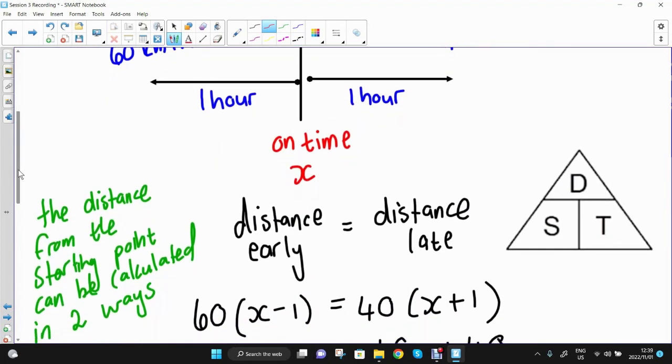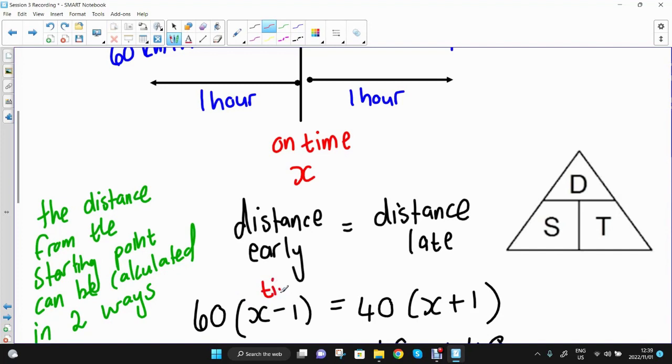And remember, I'm using the magic little triangle here. So to get distance, you take your speed and you times it by your time. I made my time to be on time X. But if I travel at 60 kilometers per hour, I'm going to be 1 hour early. So my time there is going to be X minus 1, and this is my speed. And if I times them, I get the distance.